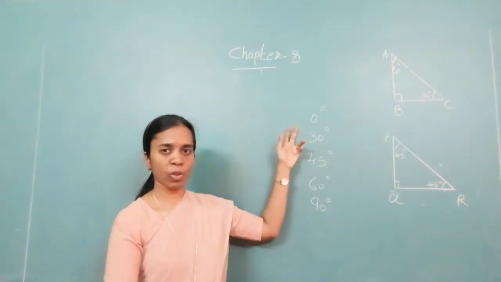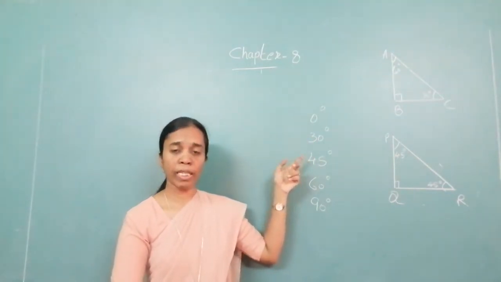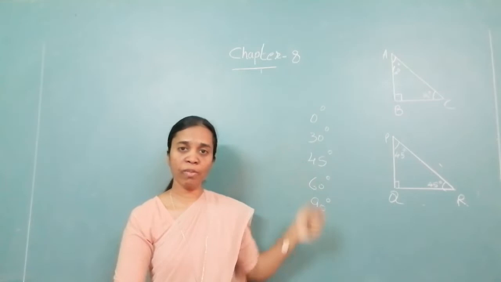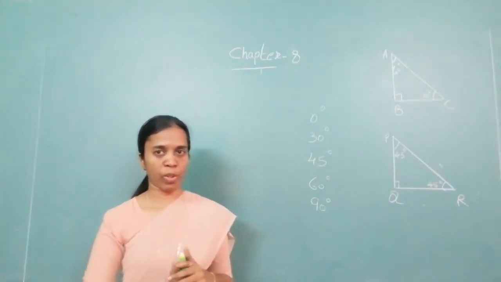That is sine 0, sine 30, cos 30, cos 45, sine 45, tan 45. These values you have to learn by heart. And you have to prepare a table. I will show you that. Okay.